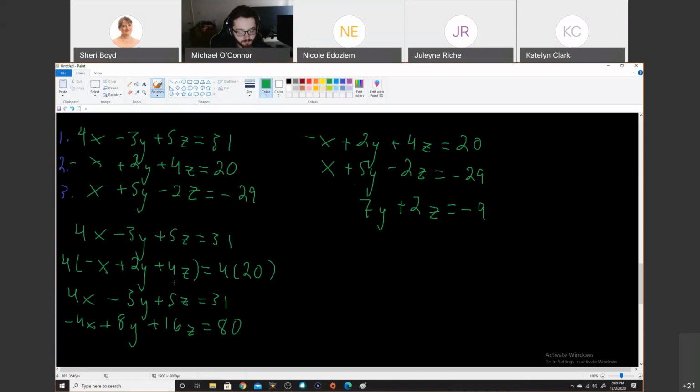And then I'm going to add them together now. And then 4x minus 4x is equal to 0x. So that just cancels out. So that's good. And then negative 3y plus 8y is 5y. And then 5z plus 16z is 21z. And then 31 plus 80 is equal to 111, right? And then now I have a second equation.